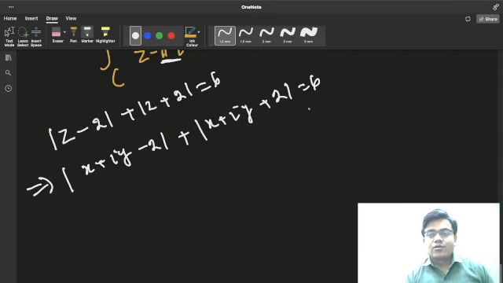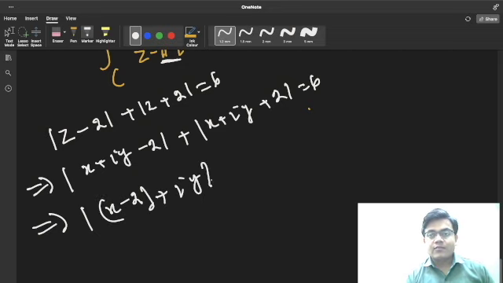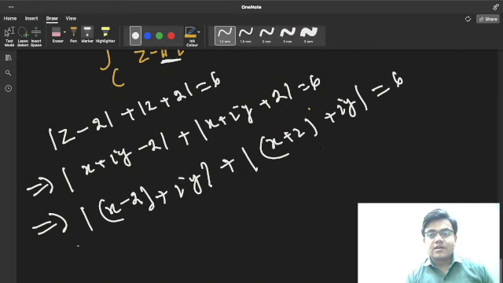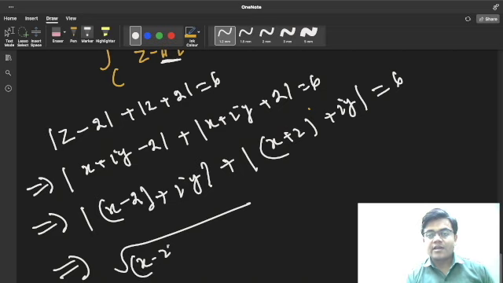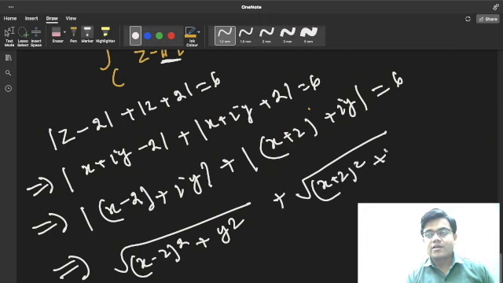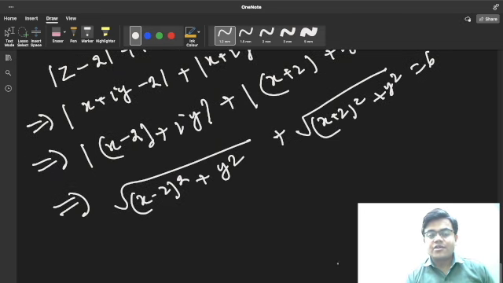All right, so we will get |x - 2 + iy| + |x + 2 + iy| = 6. So finally what we are going to get is the square root of (x - 2) whole square plus y square, plus the square root of (x + 2) whole square plus y square, equals 6. We want to write this in Cartesian form so that we can see the location of pi i.